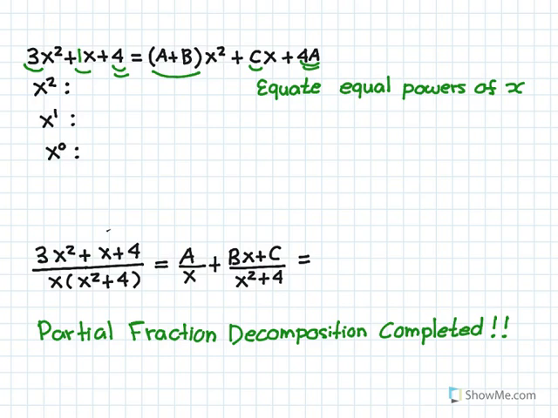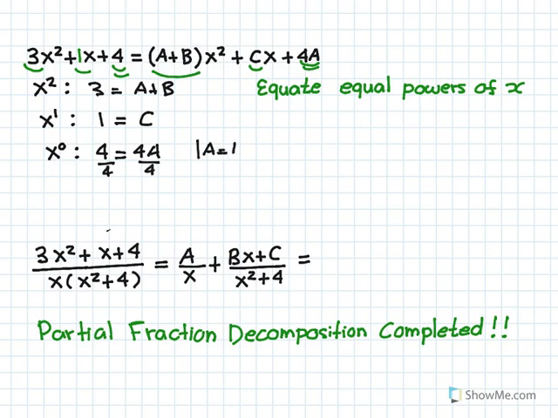So looking at coefficients of x squared, on the left-hand side, we have 3. On the right-hand side, we have a plus b. Coefficient of x, on the left-hand side, we have 1. On the right-hand side, we have c. Well, that's easy. That gives us c right off the bat. Looking at the constant coefficient, on the left-hand side, we have 4. On the right-hand side, we have 4a. So we get a is equal to 1 if you divide by 4 both sides.